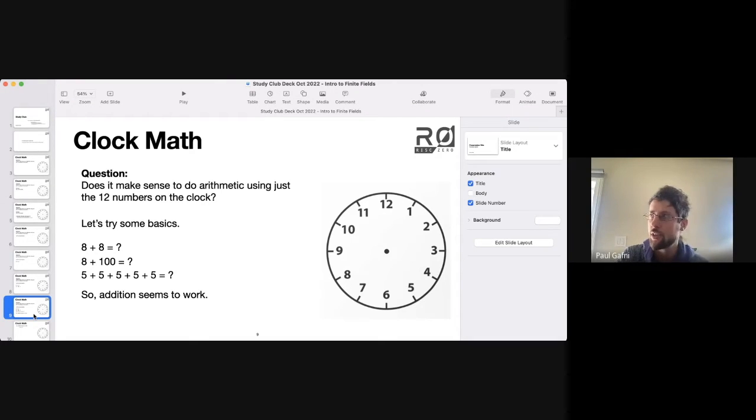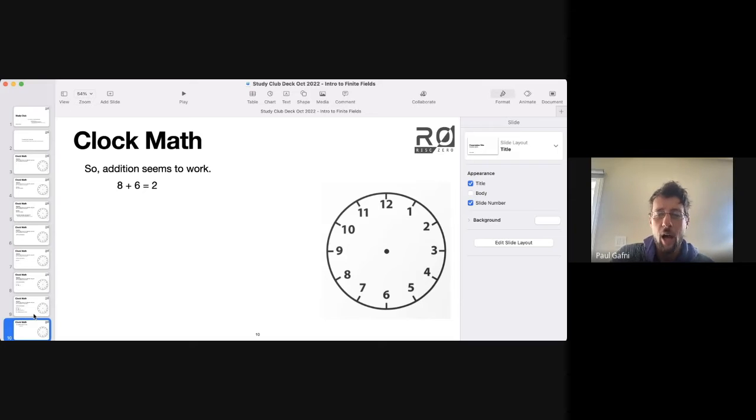Where we go from here is, okay, I can do addition. Can I do multiplication? Can I do subtraction? Can I do division? Can I talk about squares and square roots? What are the boundaries of where clock arithmetic seems just as intuitive as these addition problems on the page, and where does it start to break down?